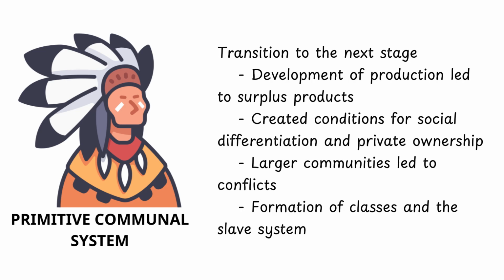As production methods improved, surplus products emerged. This led to social differences and the beginnings of private ownership. As communities grew larger and more complex, conflicts arose, eventually leading to class divisions in the slave system.